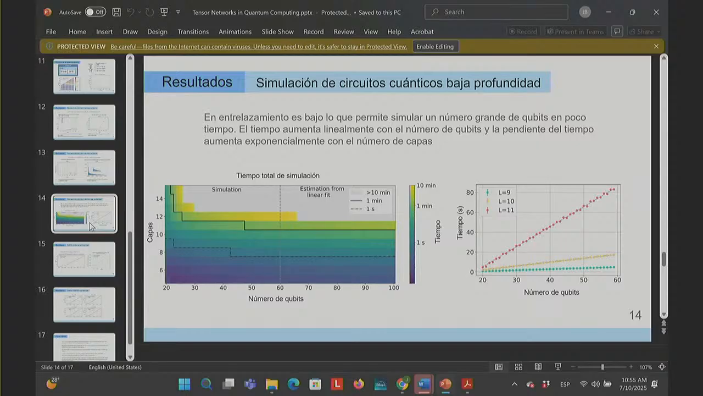Hi, Juani. I am Rocio. At what point do classical simulations become impractical for simulating quantum systems?